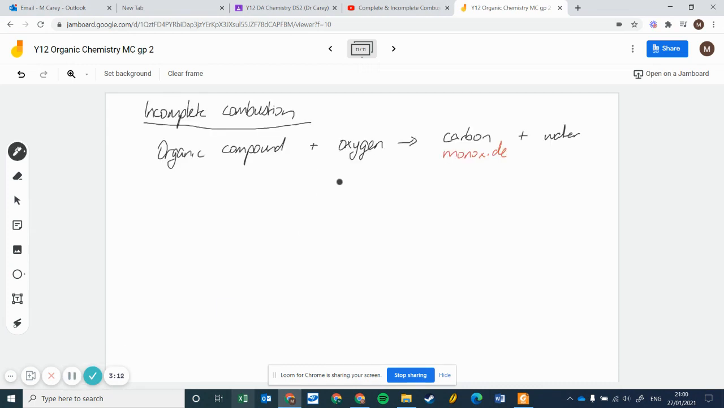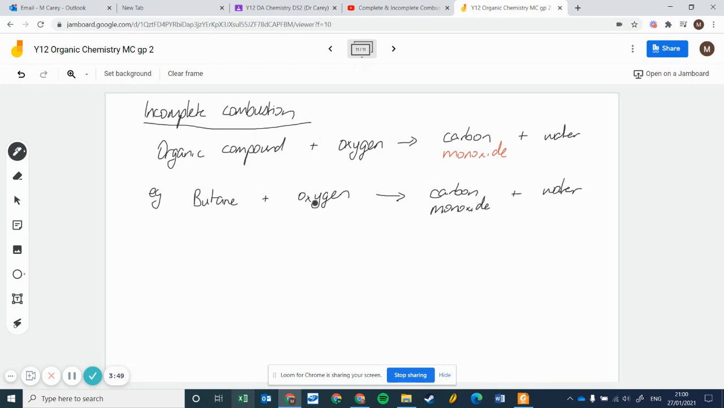This actually works in exactly the same way as the complete combustion. The only difference is that your formula of carbon monoxide is CO, but the way that you balance it, doing your carbons to carbon monoxides, your hydrogens to give water, and then counting your oxygens to balance O2s, will be exactly the same. So let's have a look at an example. Supposing you had a question asking you to write an equation for the incomplete combustion of butane. You would start with butane plus oxygen gives you carbon monoxide plus water.